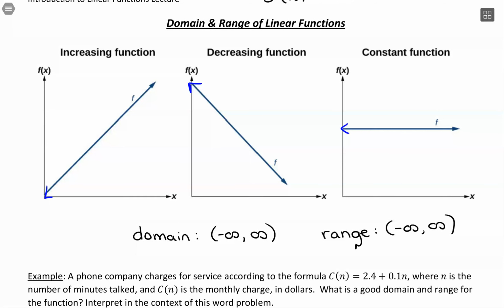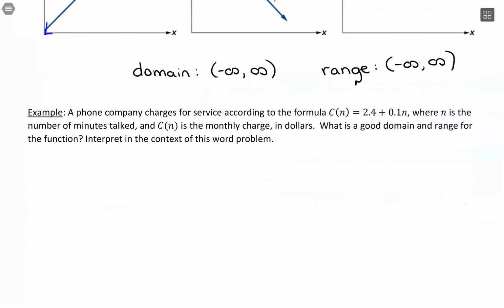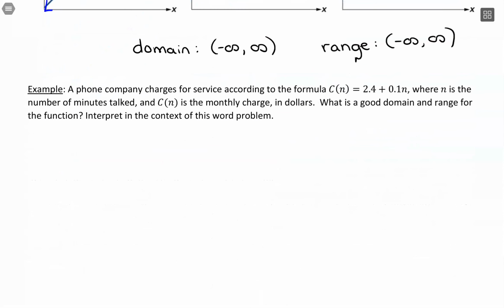However, something I do want to bring up here is what if we're working in a word problem? Because there could be certain real-world pieces that change the domain. Even if it's a linear function, there might be constraints on it. So let's look at this example where we have a phone company charges for service according to the formula C of n equals 2.4 plus 0.1 n. So I'm just going to write that down off to the side.